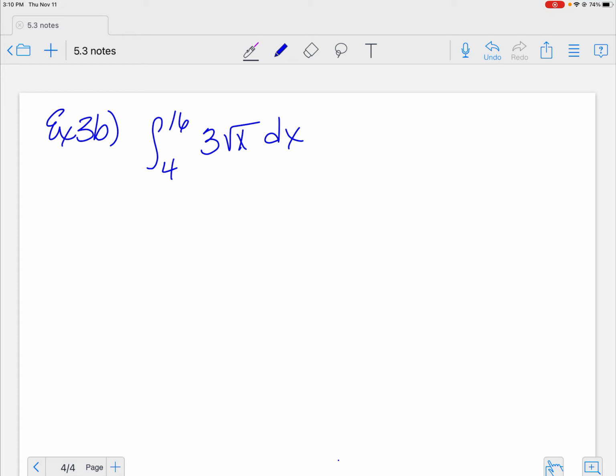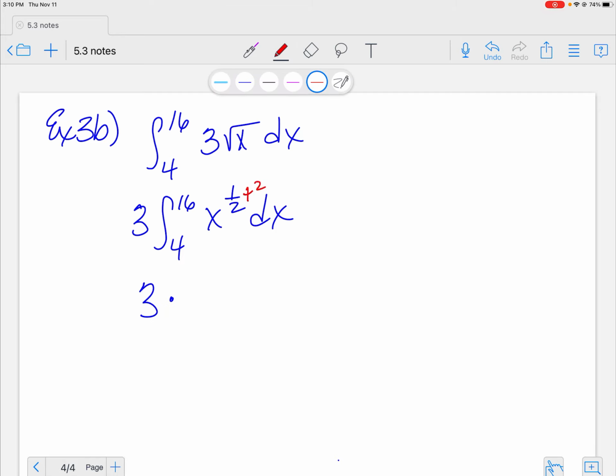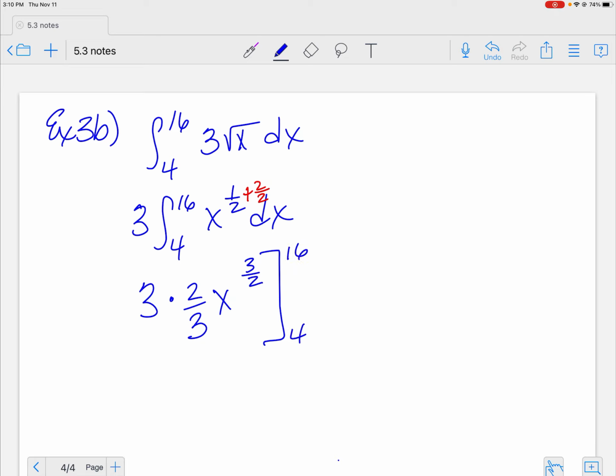Algebra, right? You can factor it out, but unless it's just multiplied, then the constant multiple is not going to work. Okay, I like to throw it out front because I don't want to mess with it. I've got x to the 1/2 dx then. So I've got 3 times, whenever you add 1 to this, it's a common denominator. So I've got x to the 3/2, and I'm multiplying by a 2/3. Remember, because it's multiplying by the reciprocal. And I'm taking that from 4 to 16.